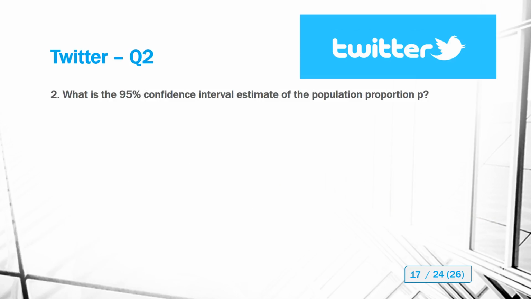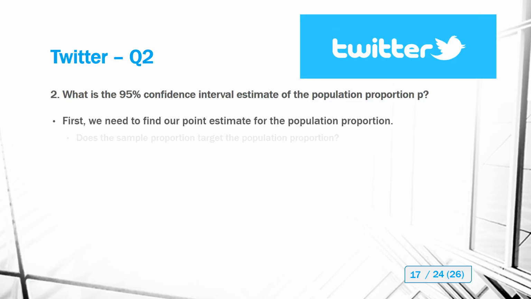Second question, what is the 95% confidence interval estimate of the population proportion P? Well, first, we need to find our point estimate for the population proportion. Okay? So, does the sample proportion target the population proportion? We're asking this question because we're looking for the point estimate. We want something that targets the population proportion.